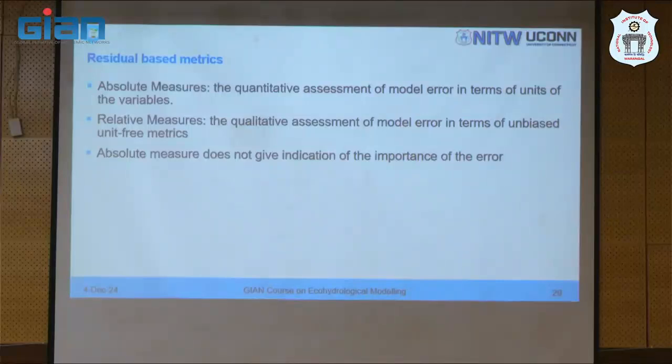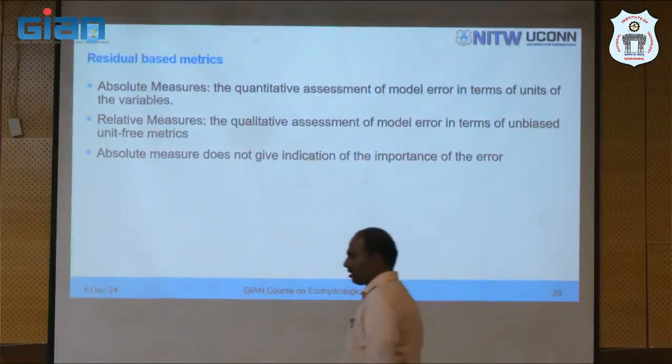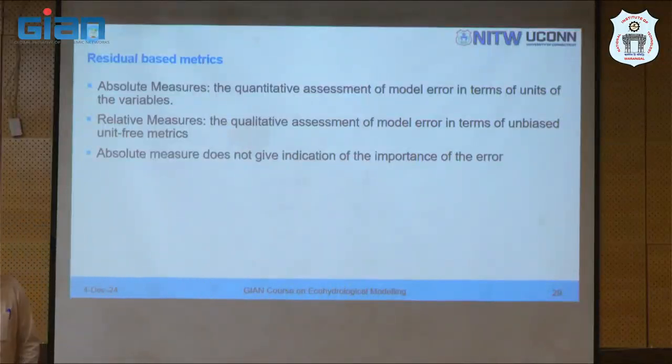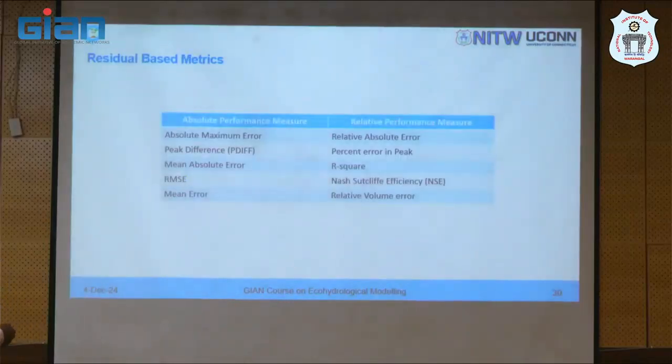So in your absolute metric, both will come as 2. But when you go for relative, you know that the 2 mm has less effect on a 1 meter measurement as compared to a 1 centimeter measurement. Okay. So some of the absolute performance metrics are absolute maximum error.